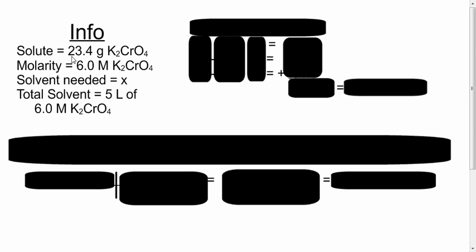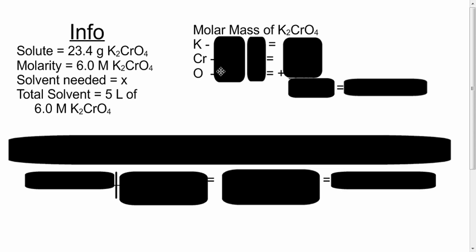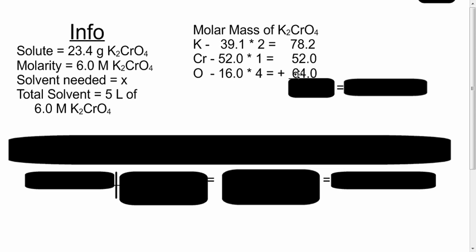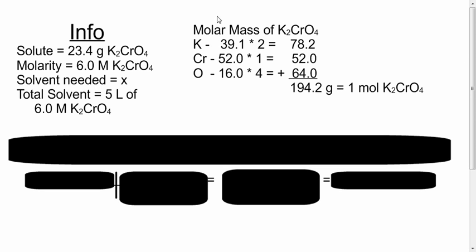Now once again, the solute is in grams, as you can see right there. So I'm going to need to find the molar mass of potassium chromate. So I've got potassium, chromium, and oxygen. These are their atomic masses. That's how many I have. I add those things up. I get 194.2 grams, and that's my molar mass.